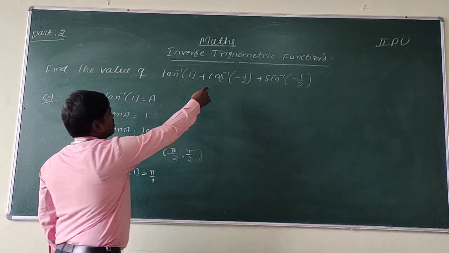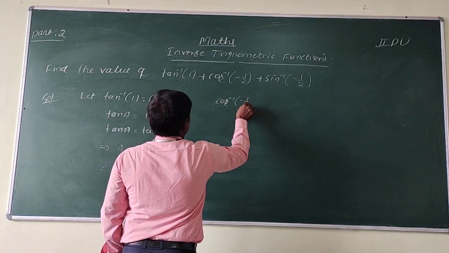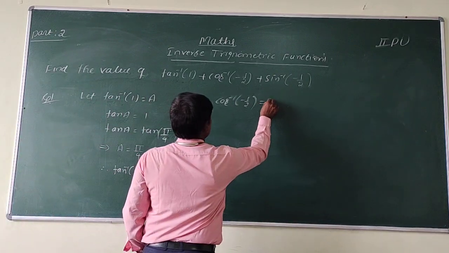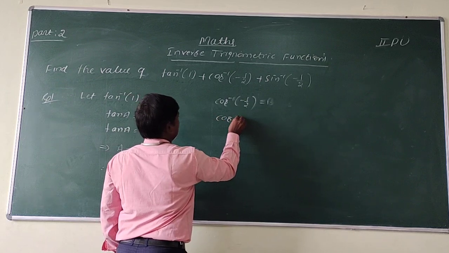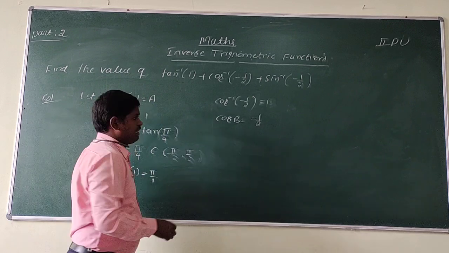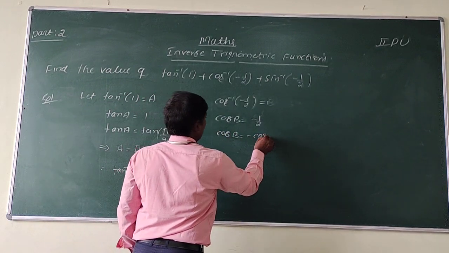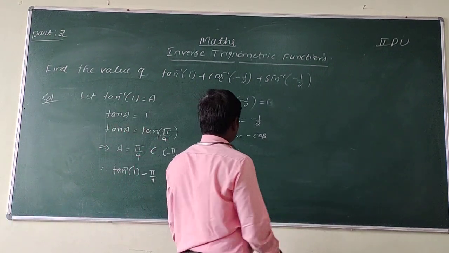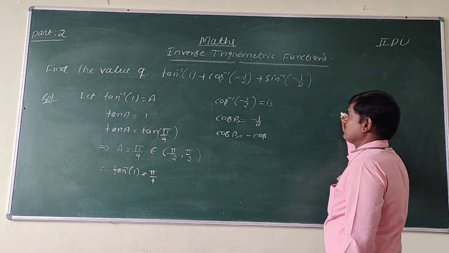Okay, so next, the second one is cos inverse of minus 1 by 2, taken as B. So now cos B is equal to minus 1 by 2. Then cos B is equal to minus of cos of the angle whose cosine is 1 by 2, in terms of trigonometric ratios. So cos 30 degrees is equal to what?